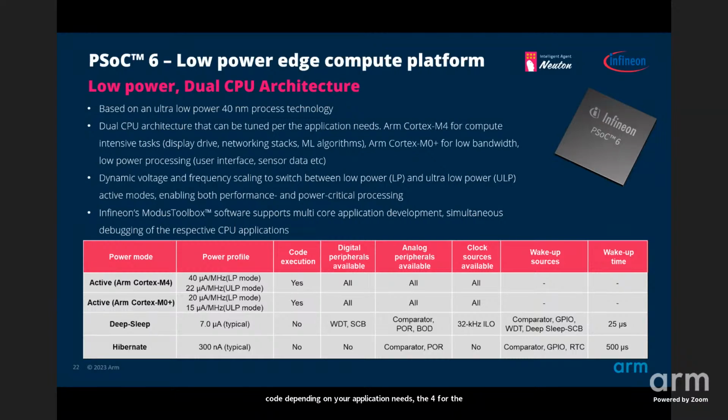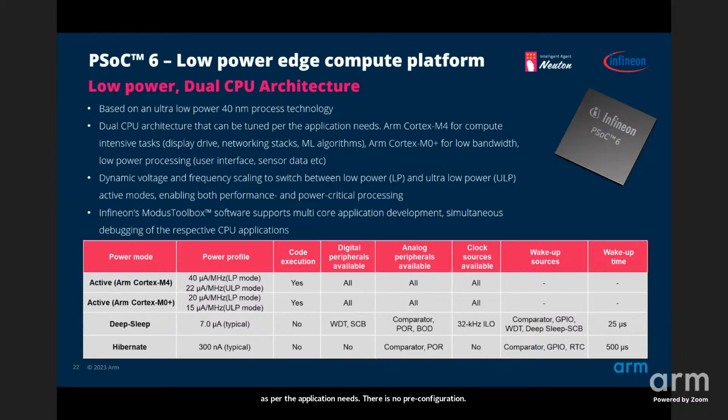Typically the M0 plus we use for things like user interface, like capacitive touch processing, which are low bandwidth tasks, whereas the M4 could be used for driving displays or running the networking stacks and ML algorithms. Having said that, the memory available is the same for both the cores. So you could partition the on-chip flash and RAM as per the application needs. There is no pre-configuration made.